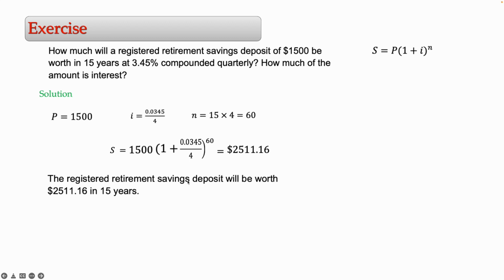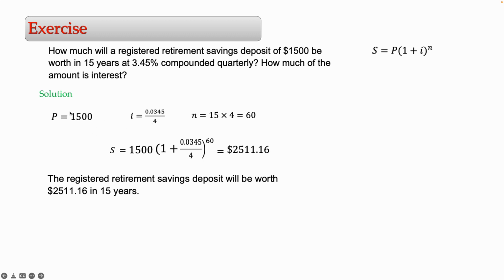So we can say that the registered retirement saving deposit will be worth 2,511.16 in 15 years. There is another question. How much of the amount is interest? So how much money has it earned? I know this will be an easy question.